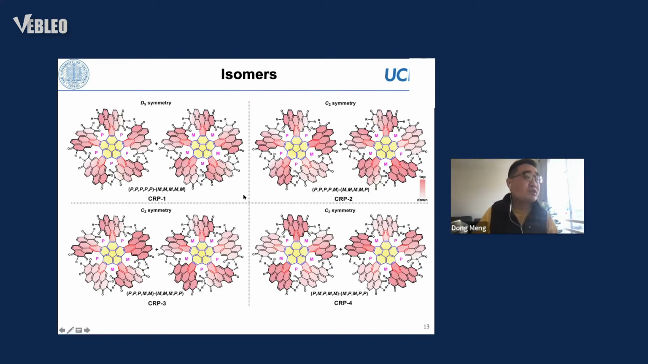But from the structure, we can see it has helixes, maybe a six-helix structure. But the helix structures may have different isomers because they have different configurations. This is the D5 symmetry configuration. It's also like a propeller, but not a twist structure. We can talk about the details in the crystals.